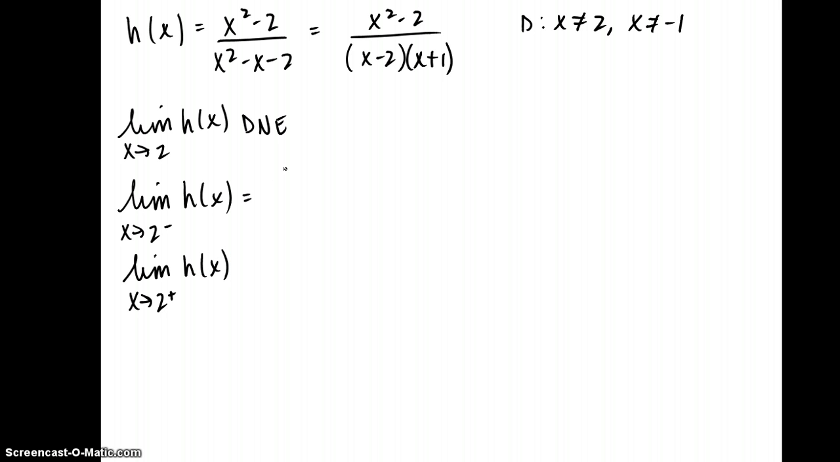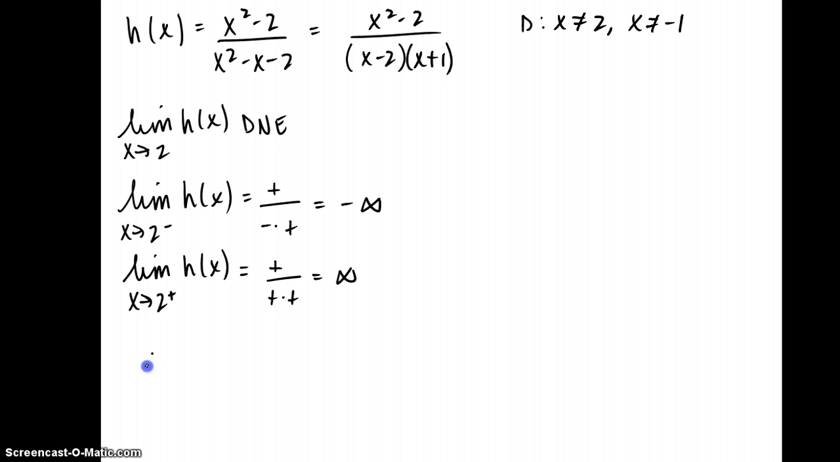if I were to plug in 1.9, square that, and subtract 2 from it, I would get a positive value. Divided by, look at 1.9 in my factored form. 1.9 minus 2 would be a negative, times 1.9 plus 1 would give me a positive. So this behavior would approach negative infinity. 2.1 squared minus 2 would give me a positive number, and then plugging into both factors in the denominator, they'd both be positive. So the one-sided limit from the right would approach positive infinity.